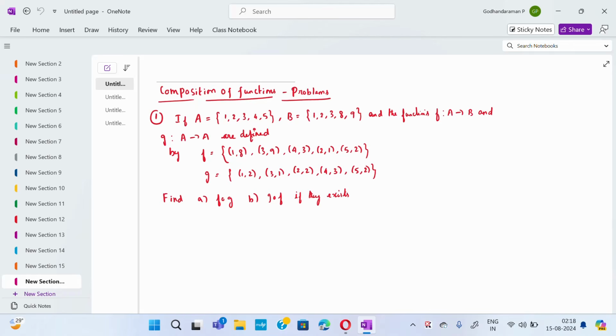I'm Dr. V. Pungote. Today's topic is composition of the function. This is the last topic in the first unit.